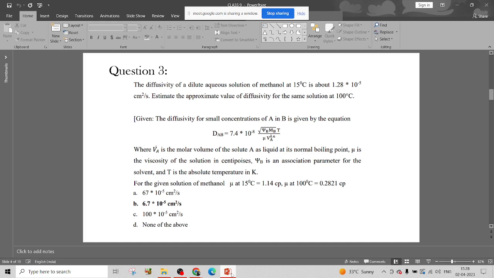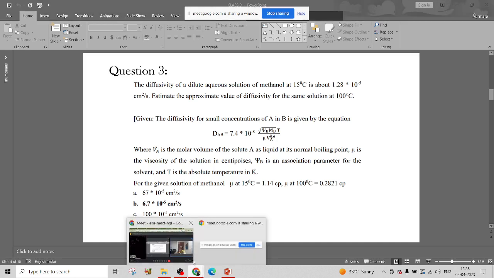The diffusivity for a small concentration of A in B is given by the equation, where Va is the molar volume of solute A as liquid at its normal boiling point, and mu is the viscosity of the solution in centipoise. Psi b is the association parameter for the solvent and T is the absolute temperature in Kelvin. For the given solution of methanol, mu at 15 degrees Celsius is given and at 100 degrees Celsius is also given. So you just find the ratio, and from that ratio you can find the diffusivity at 100 degrees Celsius. I'll give you 4 minutes to solve this.